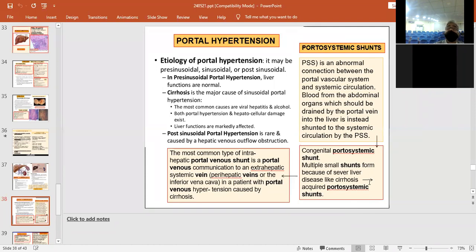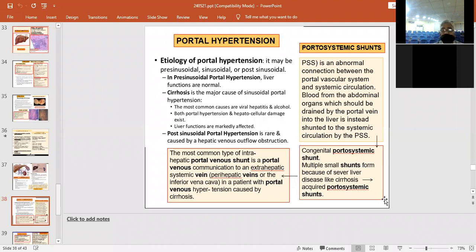What happens in portal hypertension is an abnormal connection developing between the portal vascular system and the systemic circulation. Blood from the abdominal organs is usually drained into the portal vein. But instead of draining into the portal vein, either there is a bypass genetically there, or because of fibrosis, the blood is diverted into the systemic circulation instead of going to the liver. So pressure is increased in the portal venous system. Then you call it post-sinusoidal portal hypertension. It may be congenital, primary, or secondary because of fibrosis. The end result is this portal venous shunt.